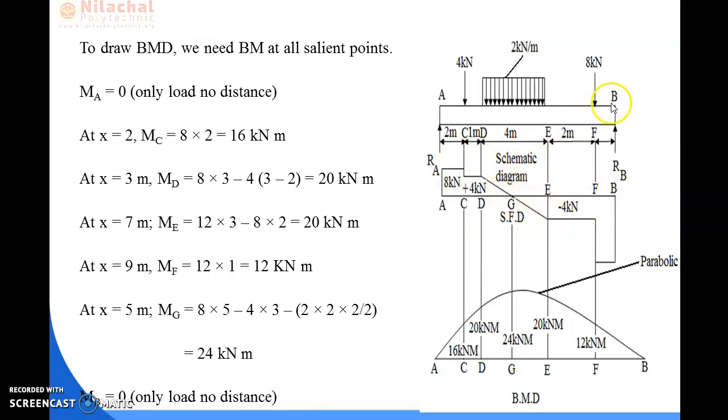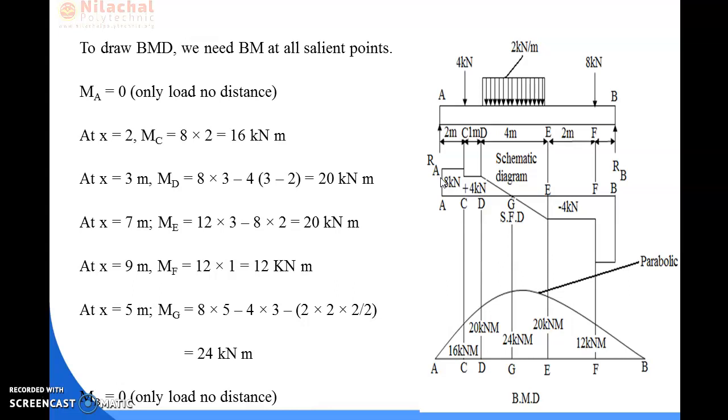Here also 3 loads are there, because one is the reaction, the second one is a point load, and the third one is the UDL. And if you look at the left side of the section, here also there is 1 point load, another point load, and the third is the UDL. So we can consider any one side of point G. Here we will consider the left side of the section.